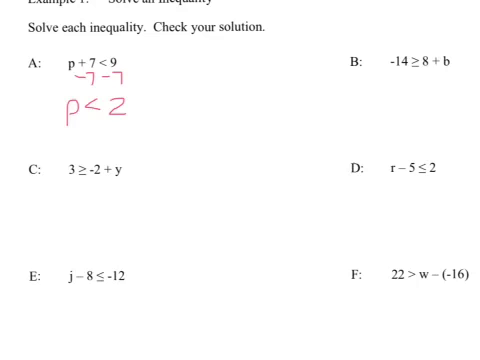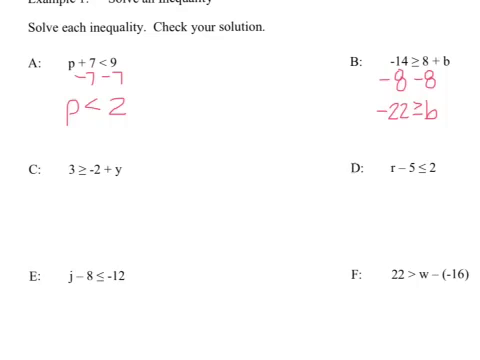So for letter B, we need to subtract this 8, so we can get b alone. So now b is alone on the right side. We still have the same inequality sign. We have negative 14 minus 8, so we get negative 22.